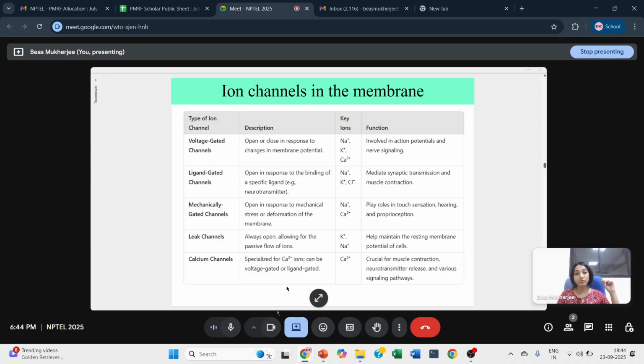Then we come to calcium channels. Calcium channels are specialized for calcium ions and can be voltage gated or ligand gated channels. They are very important for muscle contraction, neurotransmitter release and various signaling pathways.